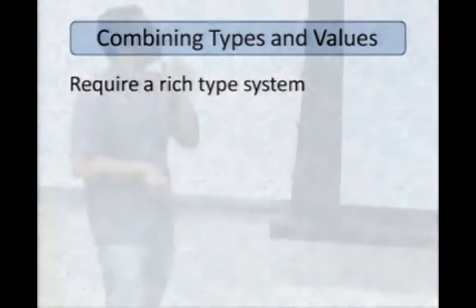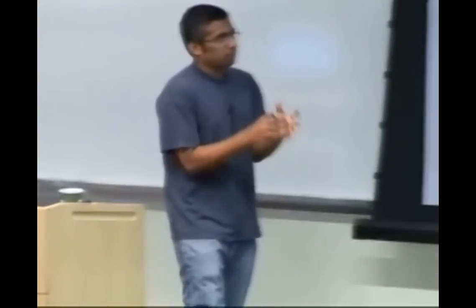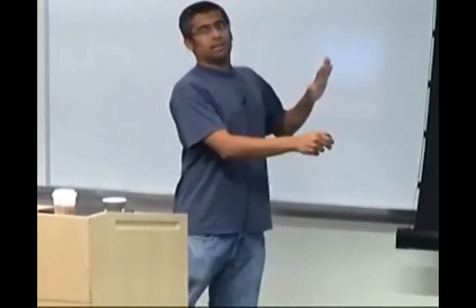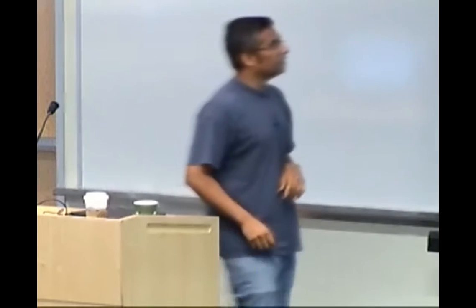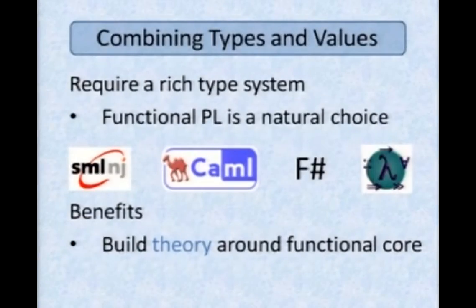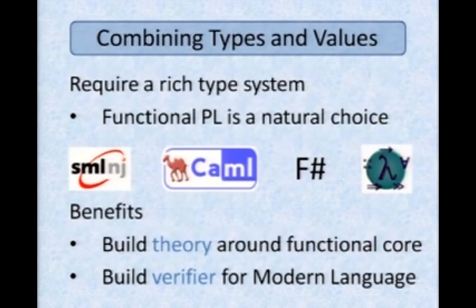And since we aren't interested just in finite state values of the kind that are captured by type state, but richer properties, we're going to start with a functional programming language simply because they start with a rich type system. If you want to do stuff with types, it makes sense to work with a functional language to begin with. So things like Standard ML, F#, Haskell, and so on. And we're going to build a theory around a functional core, and we'll also get a verifier for a modern language. And then hopefully in future work, we'll be able to move this over to more imperative settings.